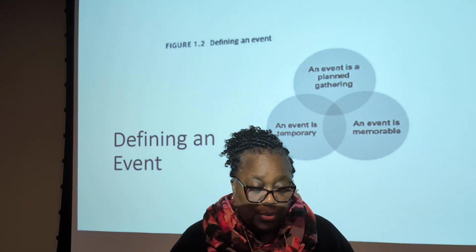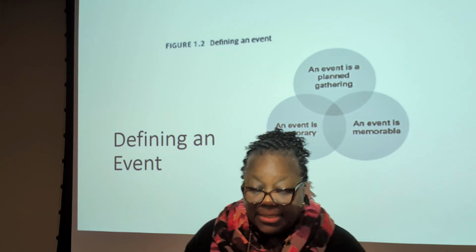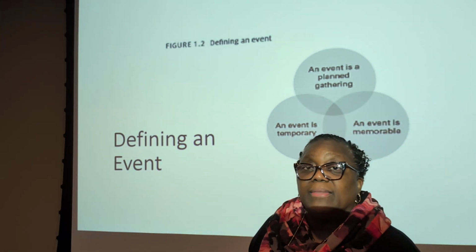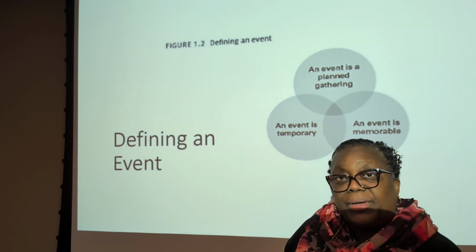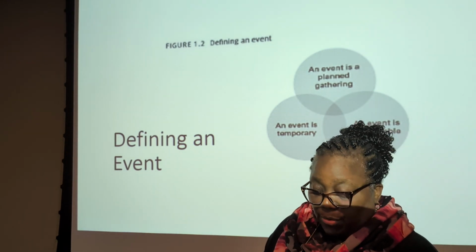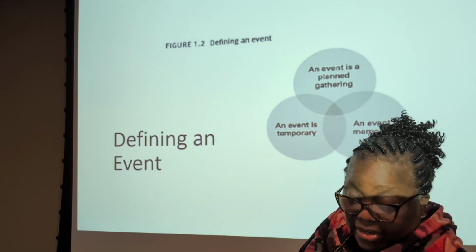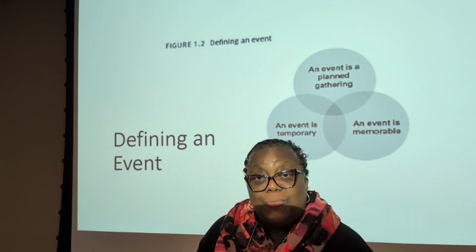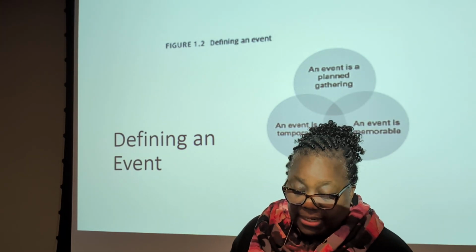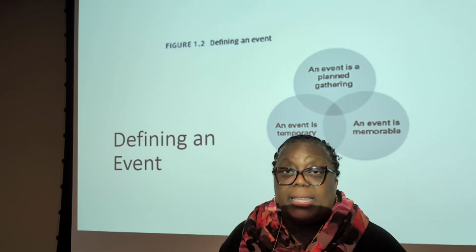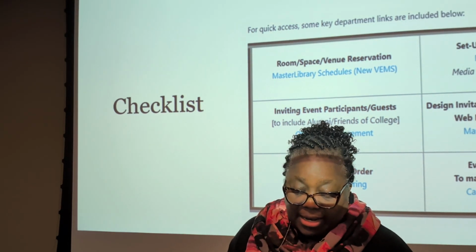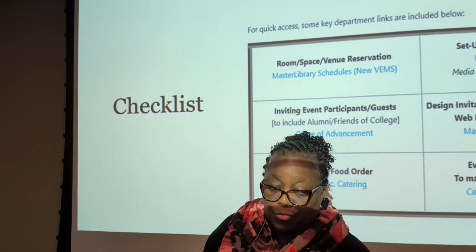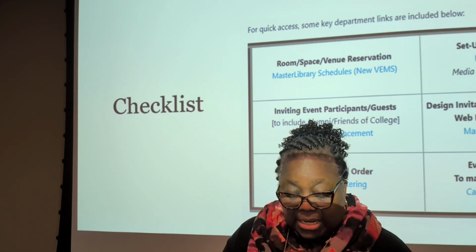Figure 1.2 on the screen shows that it is a planned gathering, an event is temporary, and it is memorable. The first description of an event is that it is planned. Roberts has a checklist on the intranet. As you can see from the next slide, there are links to help you to reserve a room and even order refreshments for a meeting.